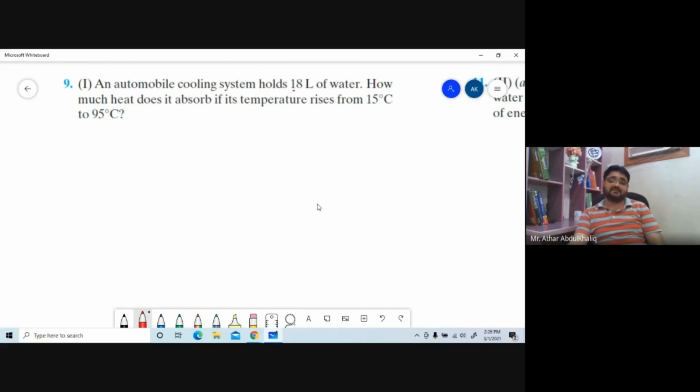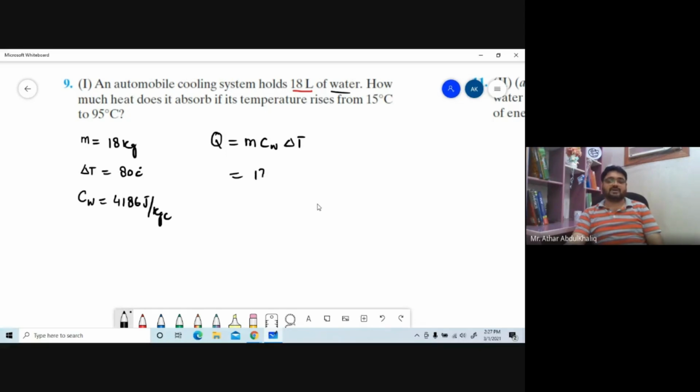Usually 1 liter is considered 1 kilogram, so you can say 18 liters is 18 kilograms. Mass is 18 kilograms, and the temperature increases from 15 to 95, a change of 80 degrees Celsius. The cooling system has water. Specific heat of water, I told you, is 4186 joule per kilogram per Celsius. So you have to find Q, how much heat is required: mcΔT. Multiply 18 times 4186 times 80.